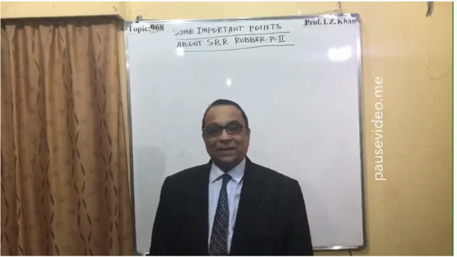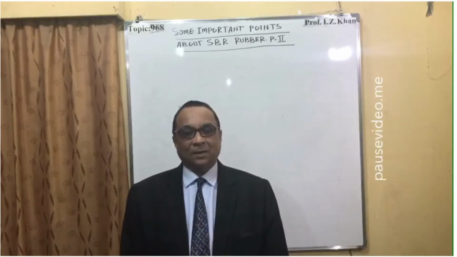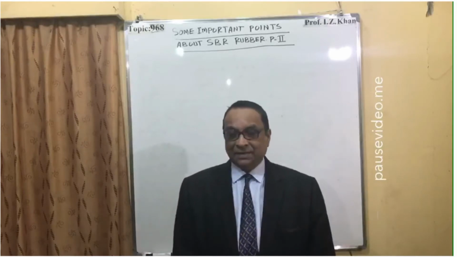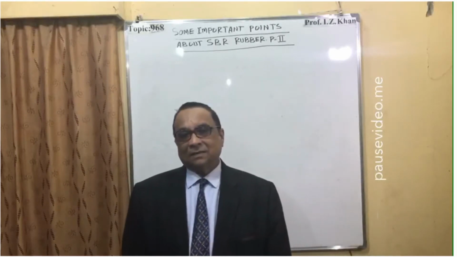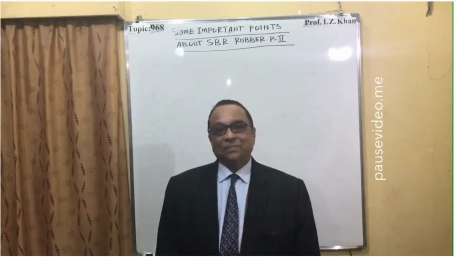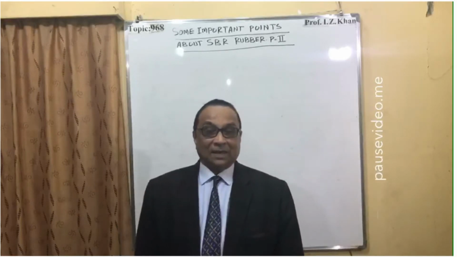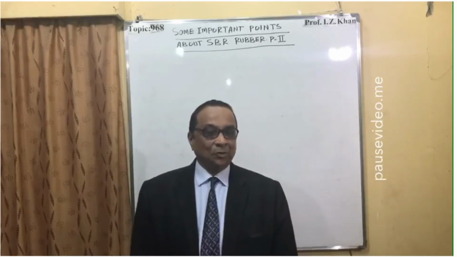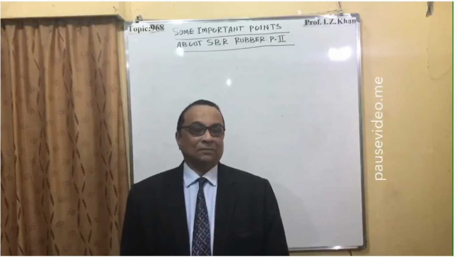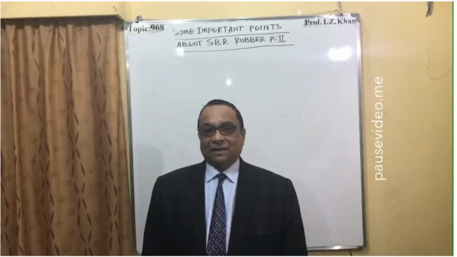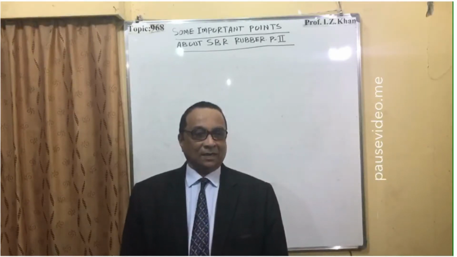Lecture number 968, and today's topic is some important points about SBR or Buna rubber, part 2. In part 1 I have already discussed some very simple points to remember about the butadiene styrene combination of rubber, that is called SBR rubber, and what the chemical constituents are and how different chemicals can improve it. The process, the temperature and pressure can play an important role in the quality of the rubber. And in this continuation, I am going to discuss some further simple explanation about the SBR rubber.